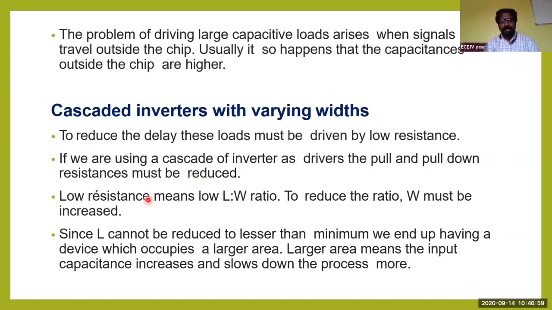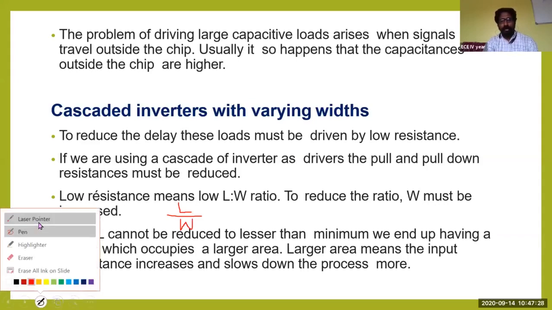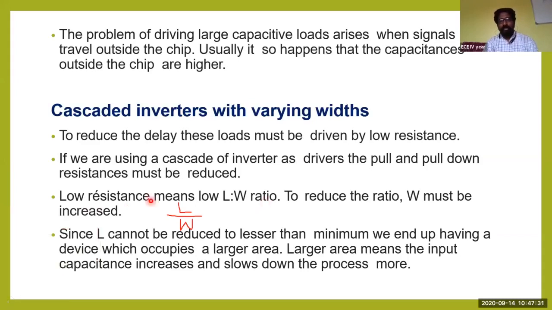So low resistance means low L by W ratio. Here we are talking about L by W. Since this W is in the denominator, if you increase the W, then definitely you'll get a lower resistance. So that is the meaning of lower L by W. In order to have lower resistance circuits, we should have low L by W ratios.